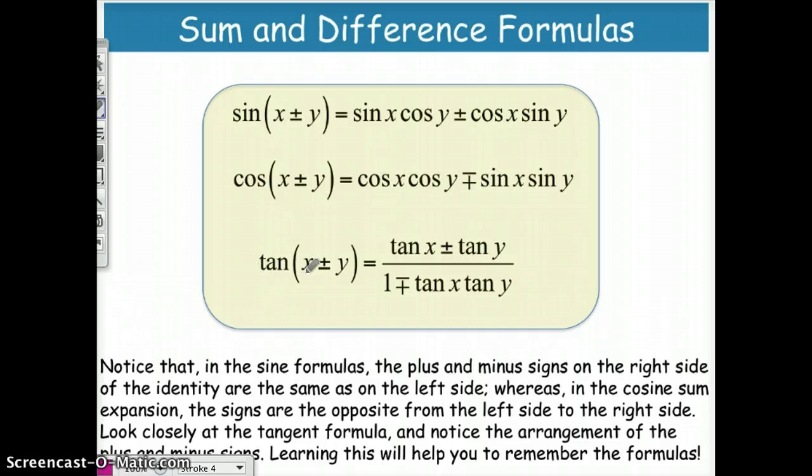And then the tangent formula is the trickiest one. Tangent of x plus or minus y is the tangent of the first plus or minus, same as you use here, the tangent of the second, over 1, and then the opposite of what you used here. Okay, so you want to pause this and get those copied down.